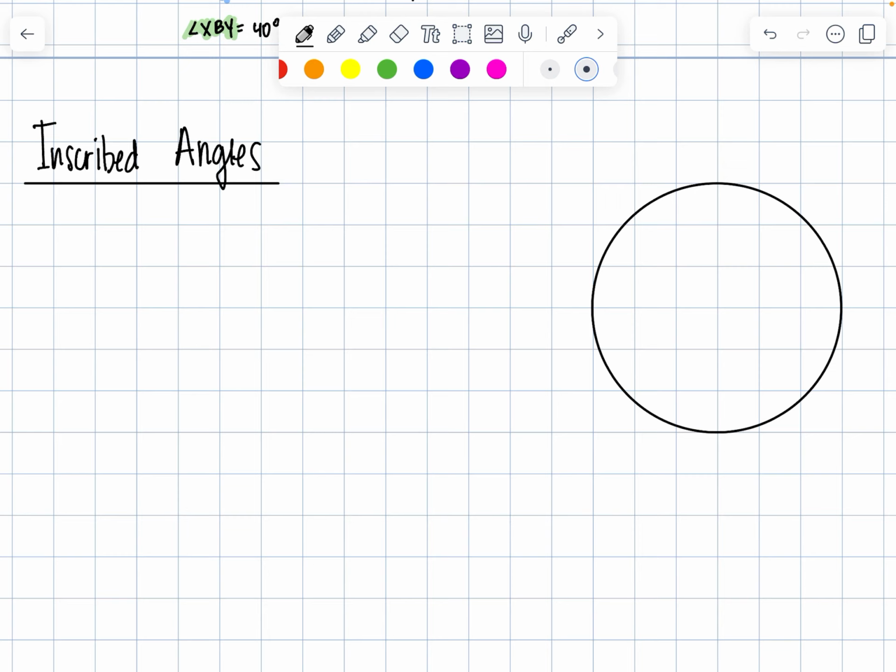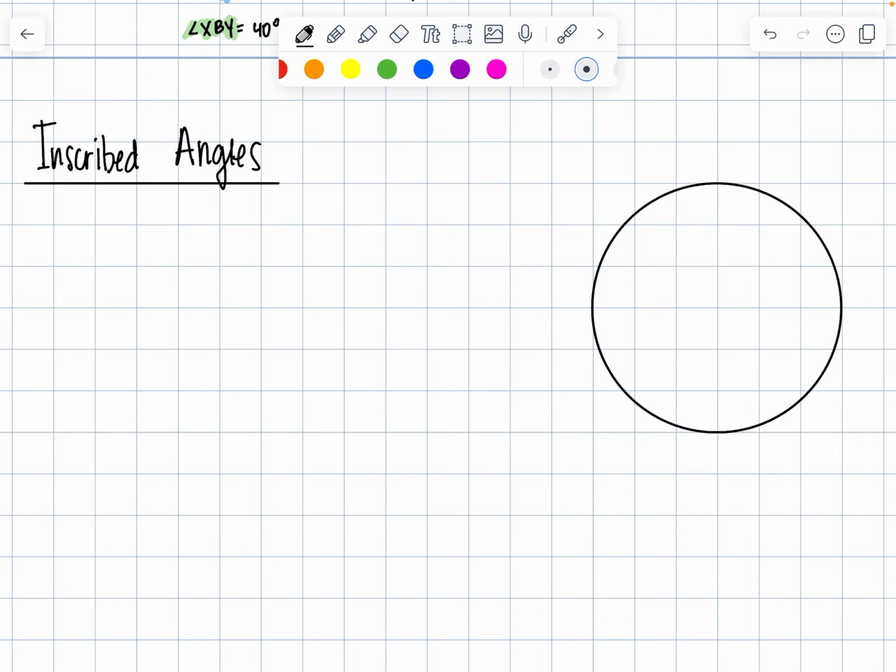We're working with circles and we're going to continue that by talking about a new term, terms actually, and that would be inscribed angles. It's a very nice, neat formula for it, but we need to know what an inscribed angle is. So inscribed, it's exactly what it sounds like. It's inside of the circle.